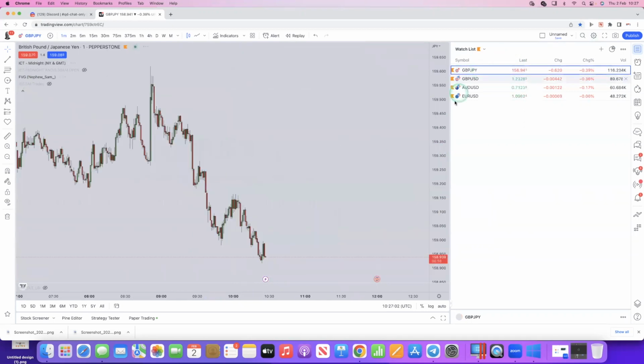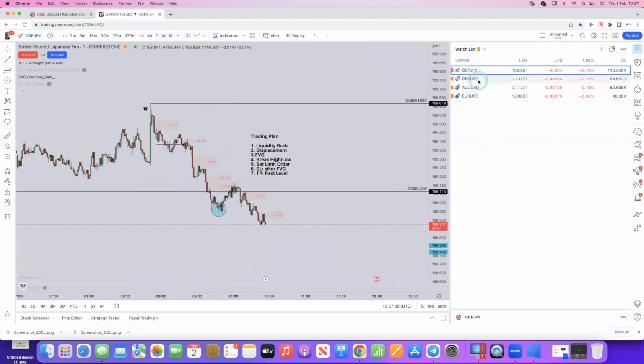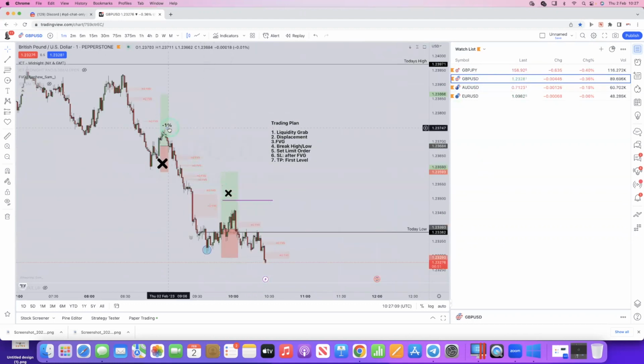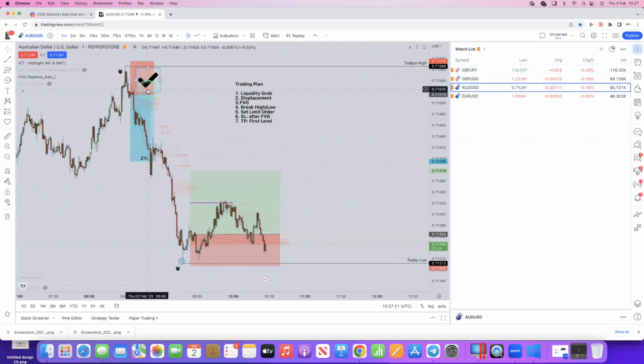So if we start from the top, okay, the GBP JPY, no entries today. So we got a -2. Okay. Entered one, missed, entered one, missed. It didn't even go to the 1%. So we got a 2. So that brings us back to break even, missing out 2% on the others.